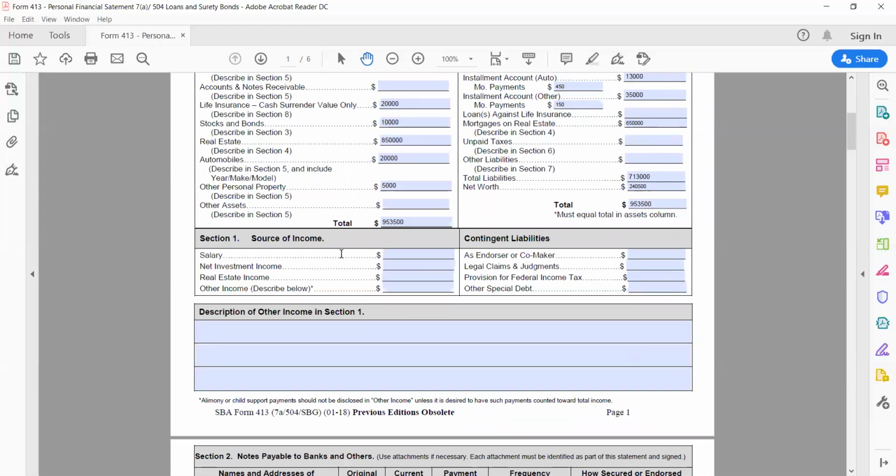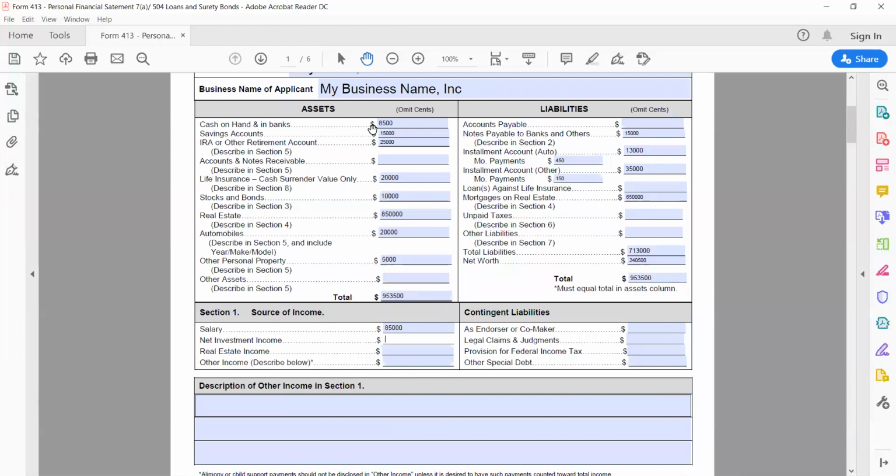Okay, next section here, section 1. This is my sources of income. It's important to note that this salary portion, it's W-2 or 1099 income only. So this is not going to include officer salaries, disbursements from the company, draws, things like that. That's going to go down here. So for my salary, my spouse, W-2 employee, making $85,000 a year. Net investment income, this is going to include interest, maybe dividends from my stocks and bonds. So maybe it's $100 a year.